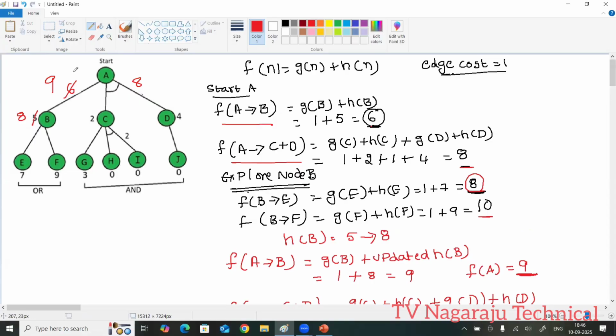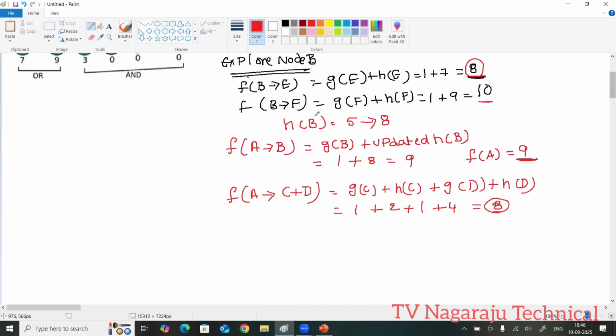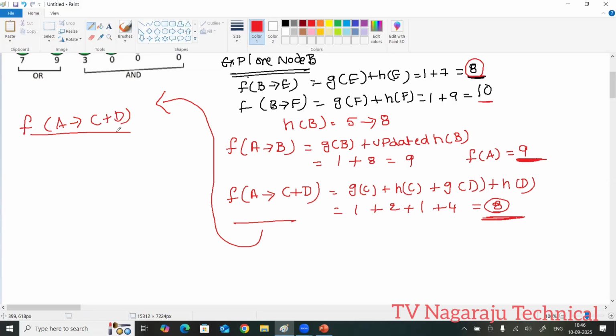Why is it not updated? In this path only we are changing. In this path we are not doing any modification. Okay. Now at this step, what happened? I have the value 9 and value 8. Which are you selecting? After this I am moving to here, you are selecting A to C plus D. So in this, explore node C. In the next step, explore node D.